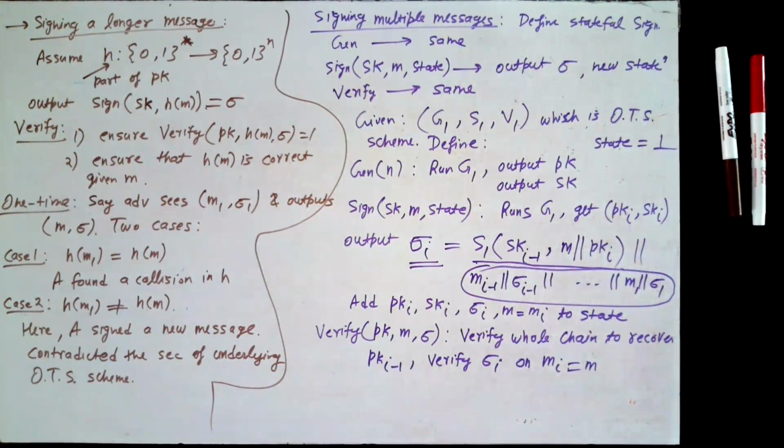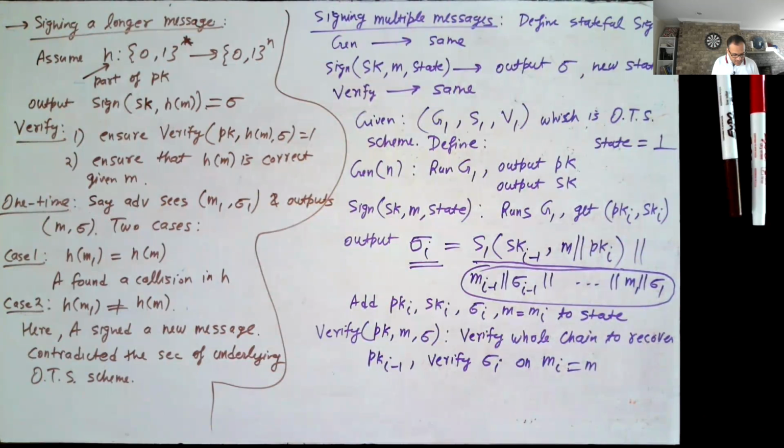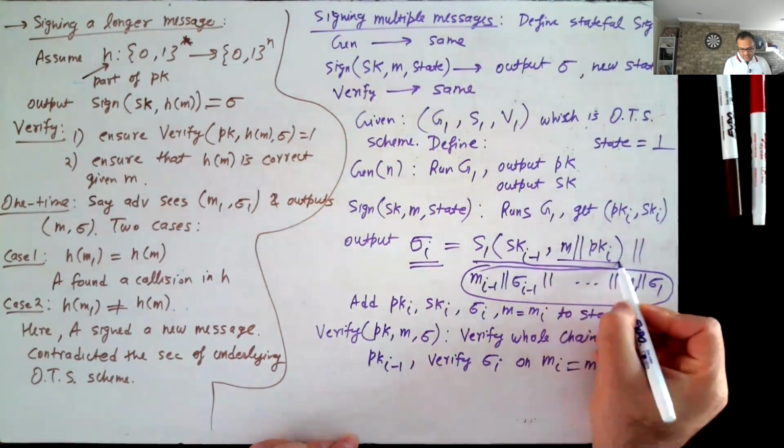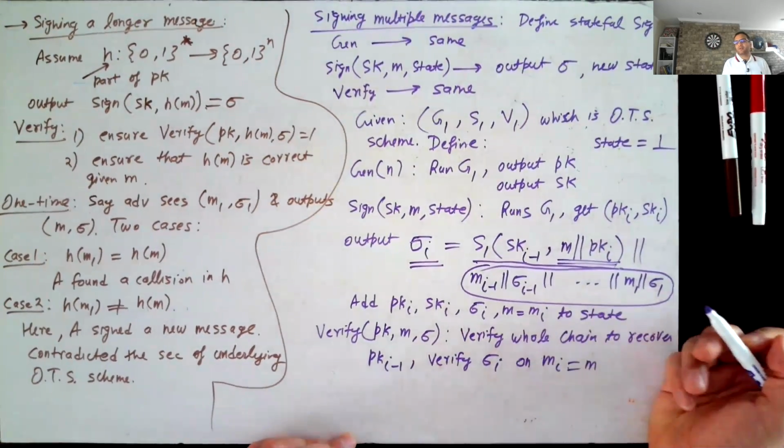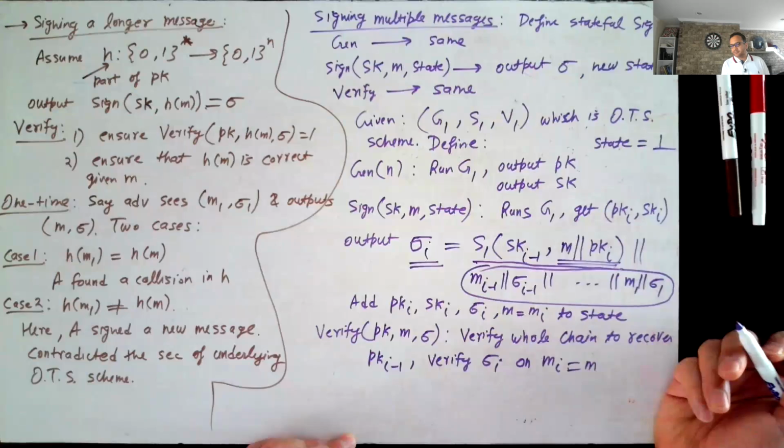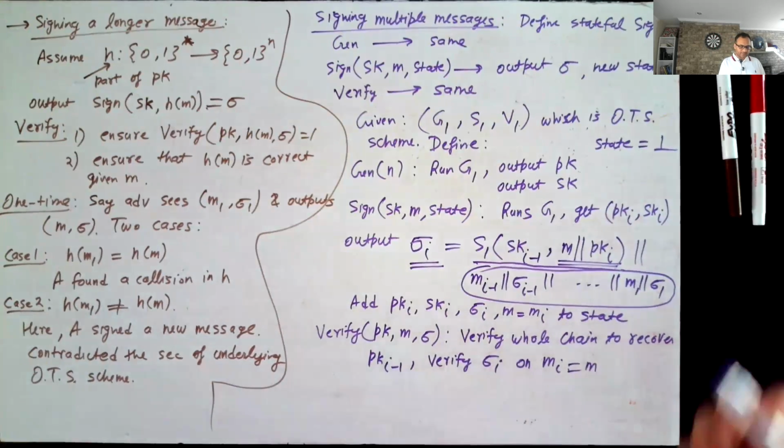Professor, I have a question here. So M_i is basically M concatenated with PK_i, is it? M_i is M concatenated with PK_i. Yeah. And that's where we are using the fact that you can actually sign long messages with a shorter public key.